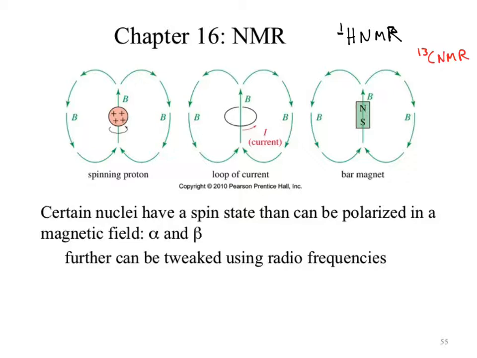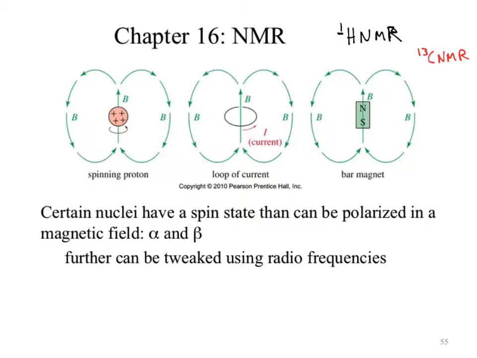Okay? Which means, based on the signal that I get out, I can correlate the location of where that hydrogen is. Is it next to an atom that's taking electrons away from it? Is it next to an atom that's giving it electrons? That's going to change where it shows up in the spectrum.